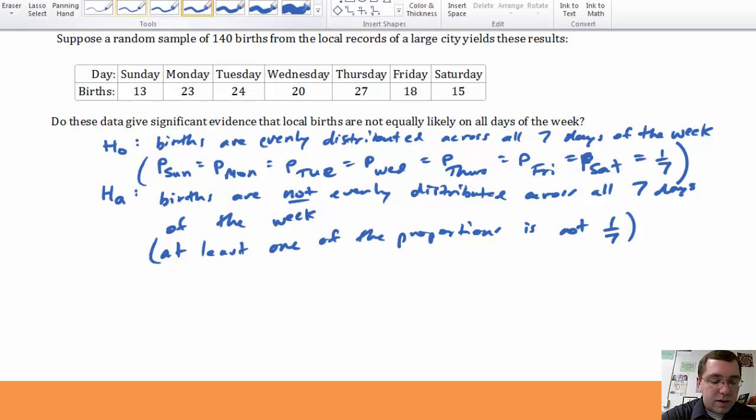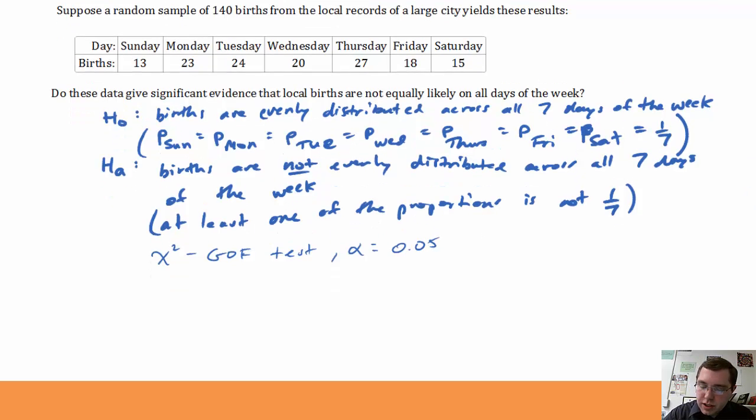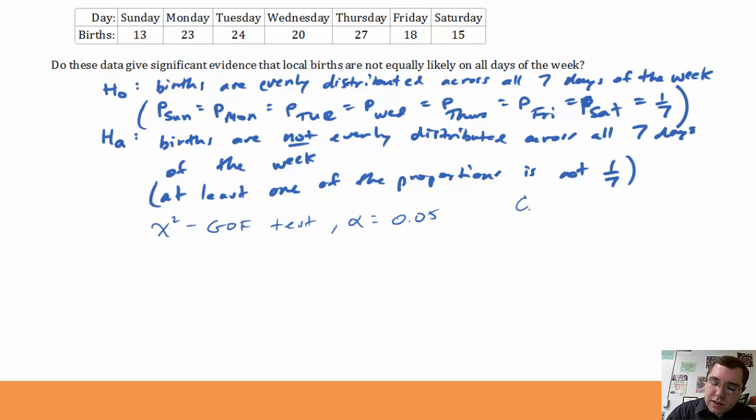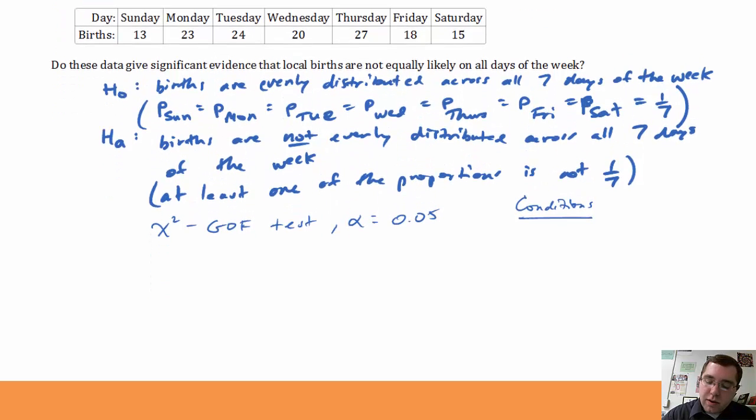I'm going to change my pen here to a smaller ink. Okay. So we intend to run a chi-squared goodness of fit test with an alpha value, let's say, of 0.05. Before we proceed with such a test, we should, of course, check the conditions. Well, we had a random sample of 140 births. So we have a random sample. Check.